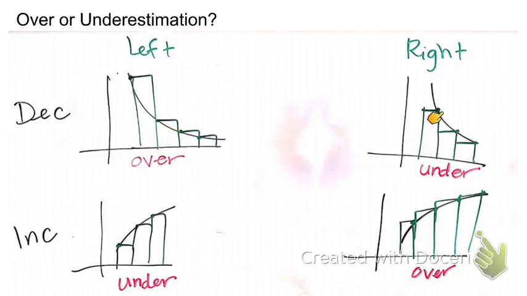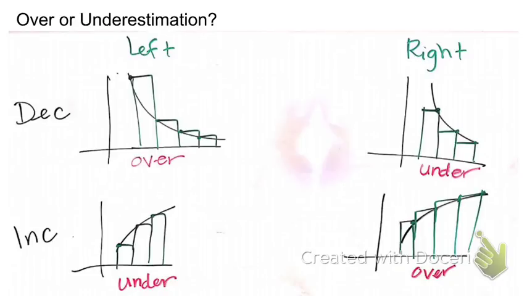Alternatively, if my function is decreasing and I take my rectangles from the right-hand side, notice that they're all underneath the curve. That's an under approximation. And then it changes when you are increasing. So if we have an increasing function from the left, it's an under approximation, and an increasing function from the right is an over approximation.